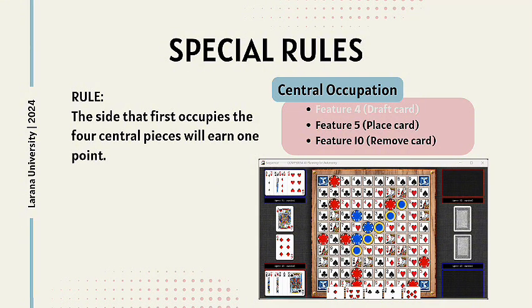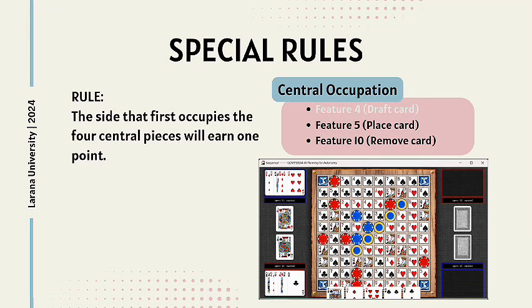Next is the second special rule, central occupation. For this rule, we define three features to guide our strategy. This strategy prioritizes drafting cards that help occupy the center, placing chips in the center whenever possible, and finally removing the opponent's chips from the center. When any of these actions happen, the corresponding feature is set to 1.